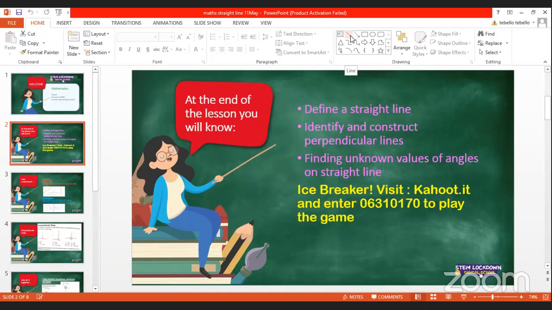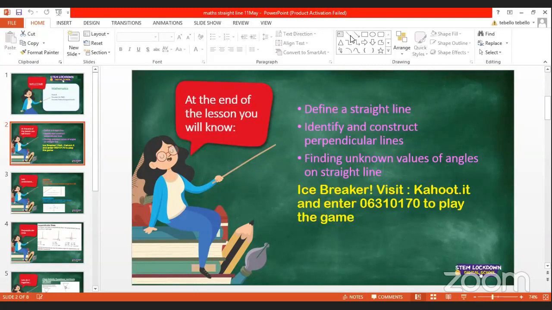So question number 1: perpendicular lines form a right angle, 90 degrees. Is it true or false? Our answer is true. Perpendicular lines indeed do form a right angle. They do not form any other angle. They only form a right angle, 90 degrees.